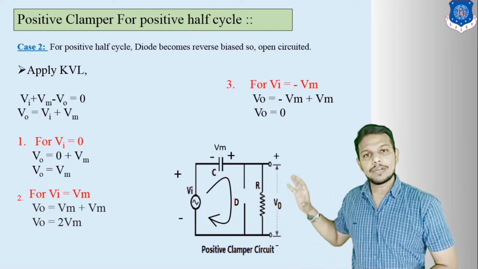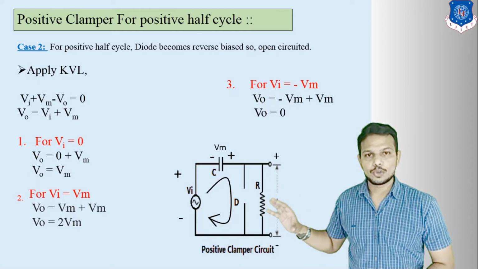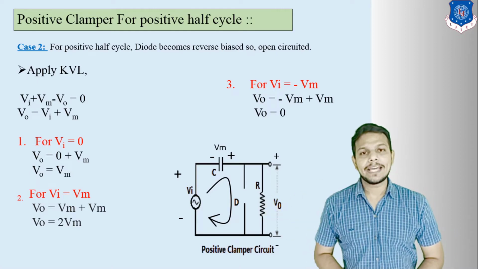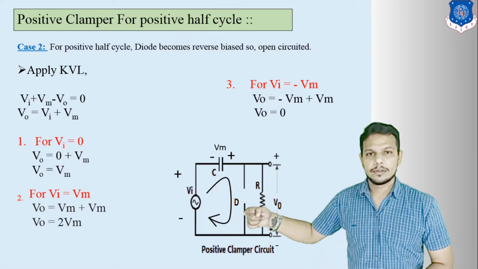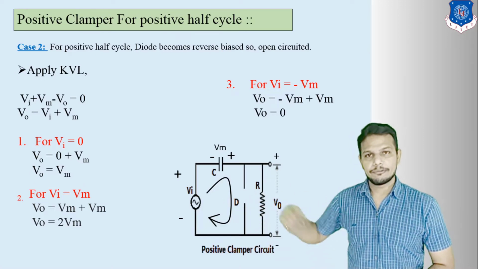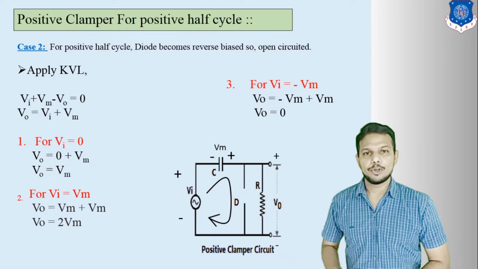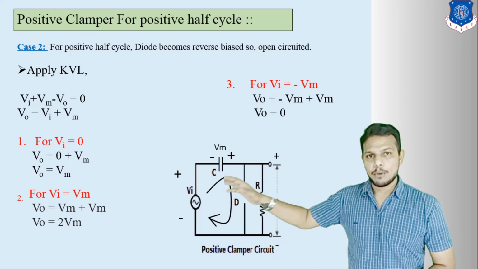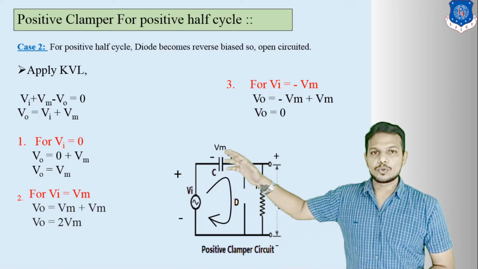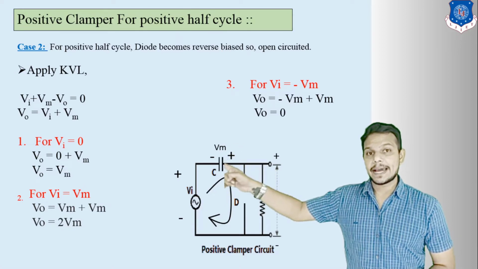Now how do we get VO in case number 2? Before that we have to apply KVL for this circuit diagram. So I am starting with VI and going towards the output voltage VO. VI, its sign is positive, so it goes to the VM, but VM's first sign is negative.